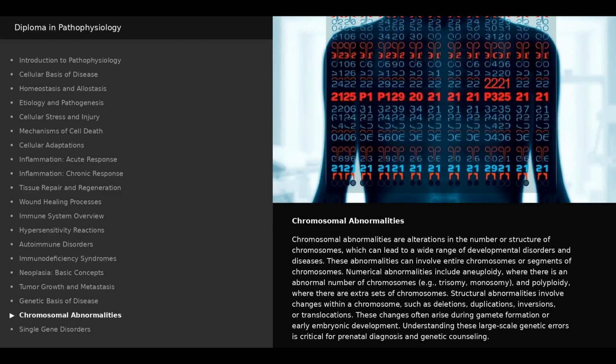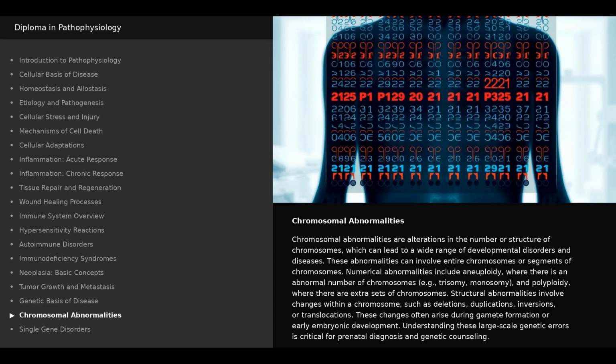Chromosomal abnormalities. Chromosomal abnormalities are alterations in the number or structure of chromosomes, which can lead to a wide range of developmental disorders and diseases. These abnormalities can involve entire chromosomes or segments of chromosomes. Numerical abnormalities include aneuploidy, where there is an abnormal number of chromosomes, e.g., trisomy, monosomy, and polyploidy, where there are extra sets of chromosomes. Structural abnormalities involve changes within a chromosome, such as deletions, duplications, inversions, or translocations. These changes often arise during gamete formation or early embryonic development.